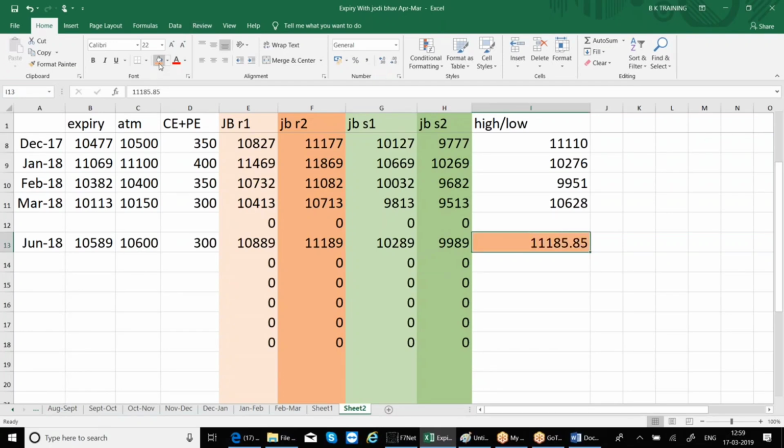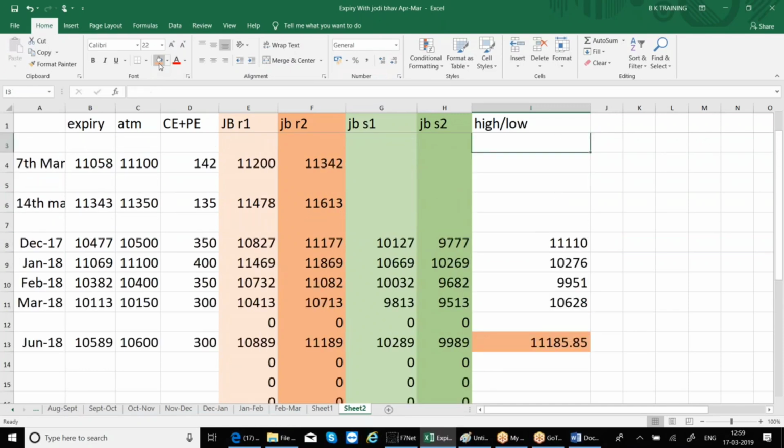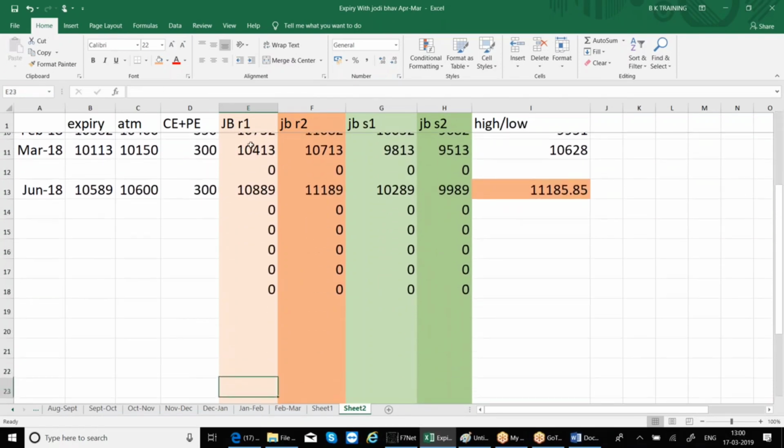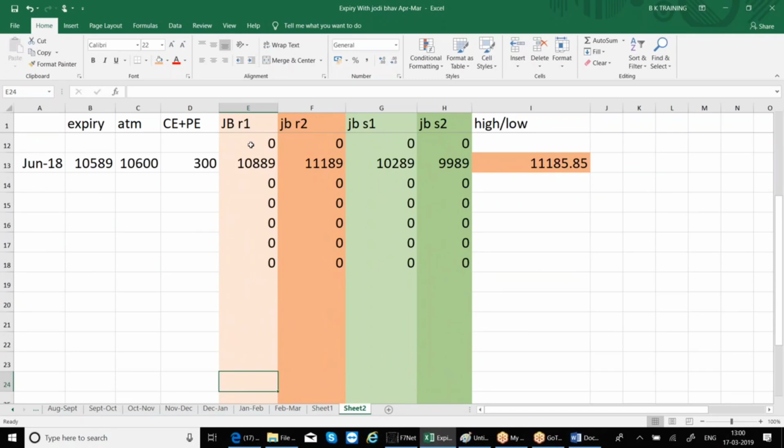रेजिस्टेंस है, मतलब एक पॉइंट है. ये क्या है? सेम पॉइंट है, इसीलिए पार नहीं कर रहा था. That points automatically becomes a resistance and support. How it becomes, I don't know.